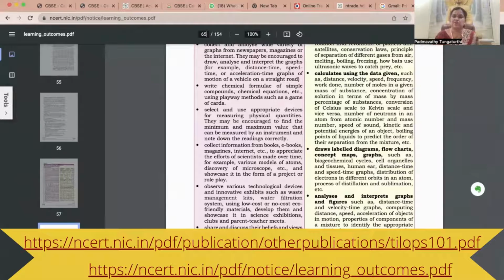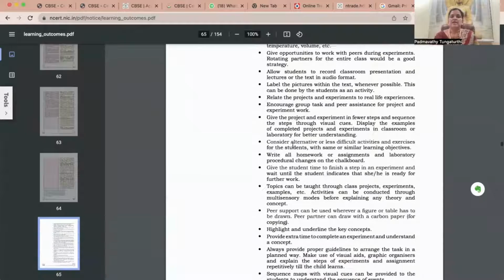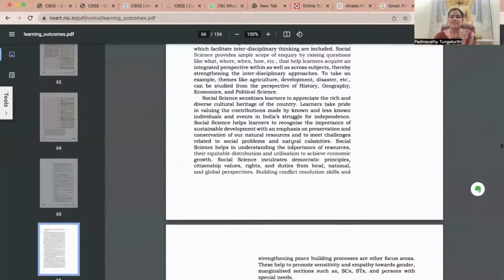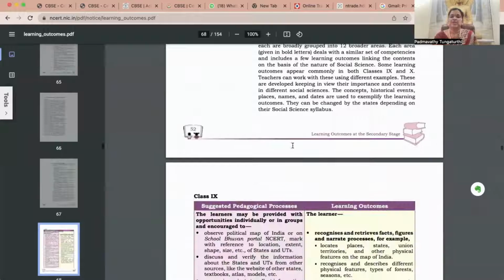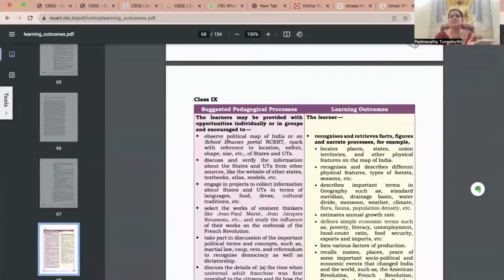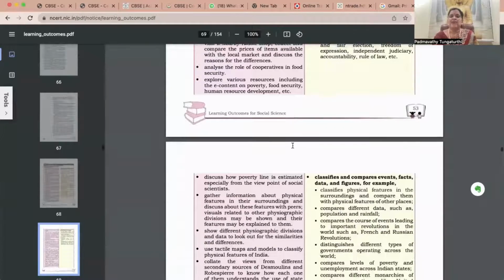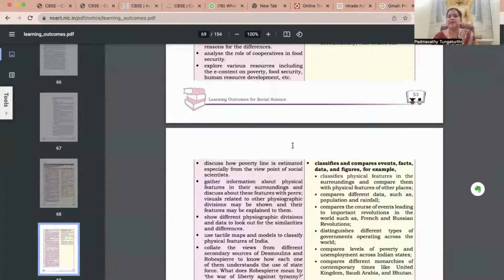Now let us see page number 65 of the booklet. Here you can find social sciences and the expected learning outcome. Again, in the same way, pedagogical processes and the learning outcomes are given on the right side. Then we have classifies and compares. That's the verb. What are they going to classify and compare? The events, facts, data and figures. How? Physical features, how they are going to compare. Physical features of other places. This is what we are going to understand from the learning outcome.